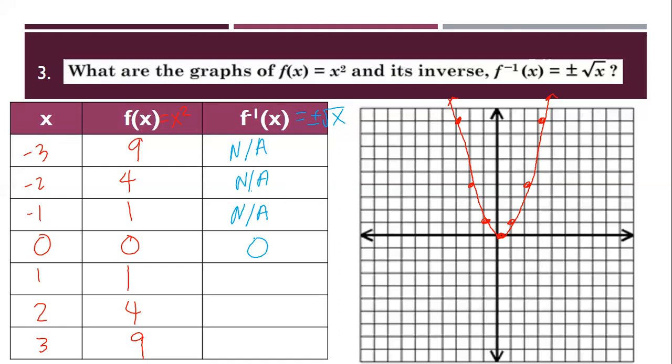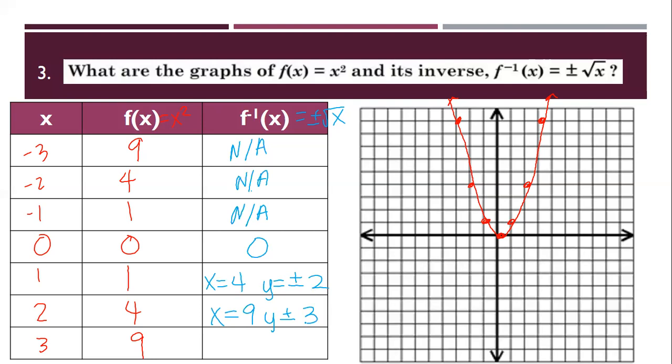So if we let x equal 4, and we plug it in, what's the square root of 4? 2. So our y is actually going to equal, notice that plus or minus? Our y is going to equal plus or minus 2. That's a positive 2 and a negative 2. If we let x equal 9, what's the square root of 9? 3. So we're going to have a plus or minus 3.